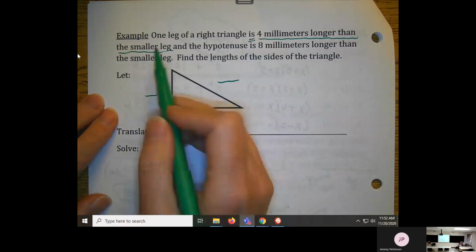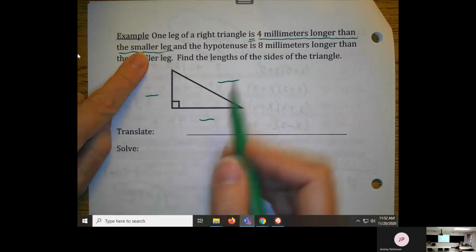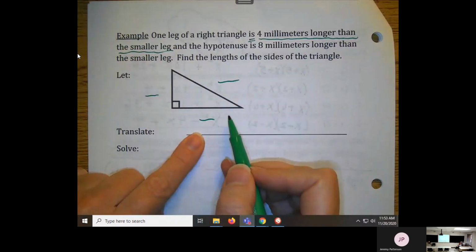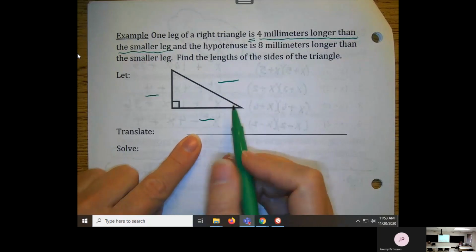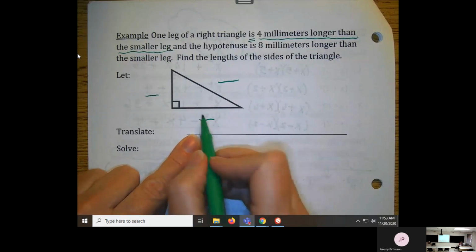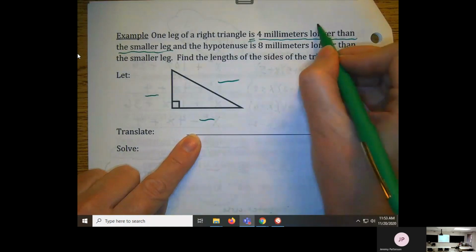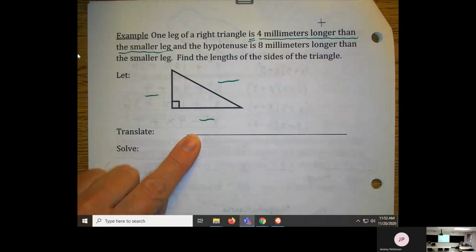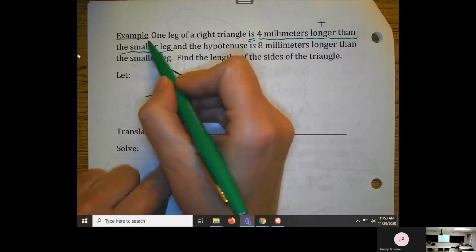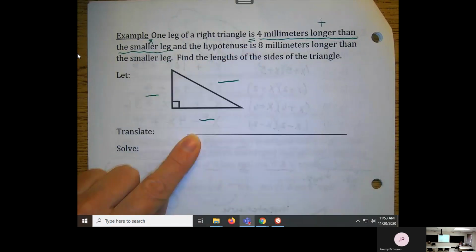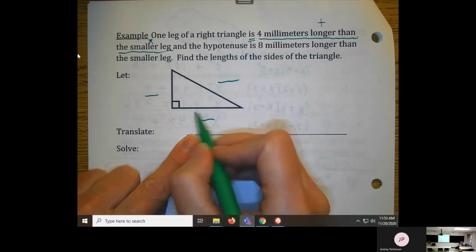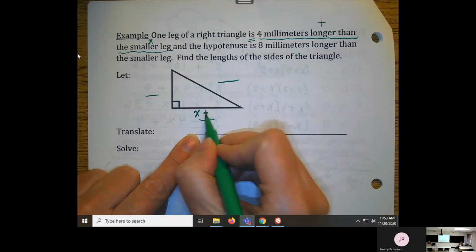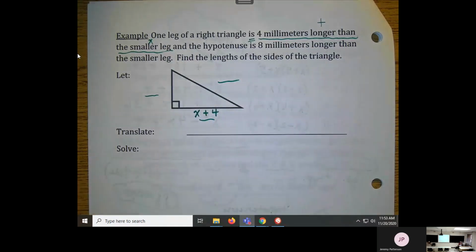So it looks like we're referring to the smaller leg. We want to show that the other one is 4 millimeters longer. How would you translate that? Longer sounds like addition. That smaller leg that we don't know, we would call x. So maybe 4 plus x, or maybe x plus 4.